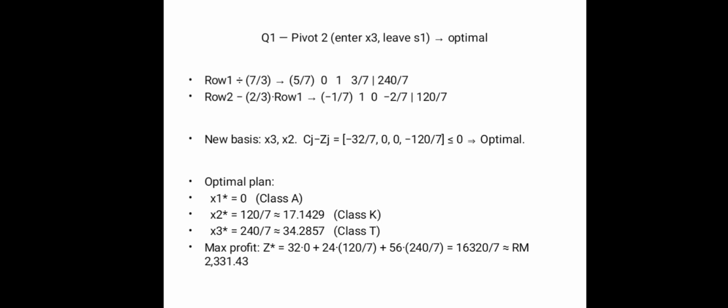We now perform the ratio test. For row 1, 120 divided by 1 equals 120. For row 2, 240 divided by 6 equals 40. The smallest ratio is 40. So, a₁ leaves the basis and x₂ enters.